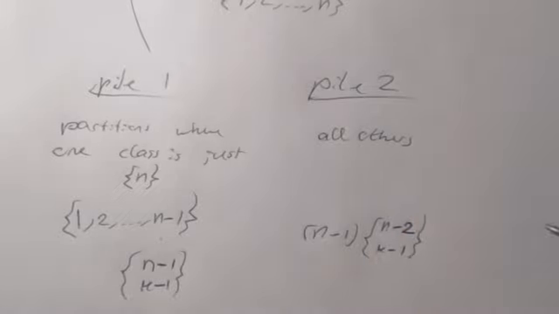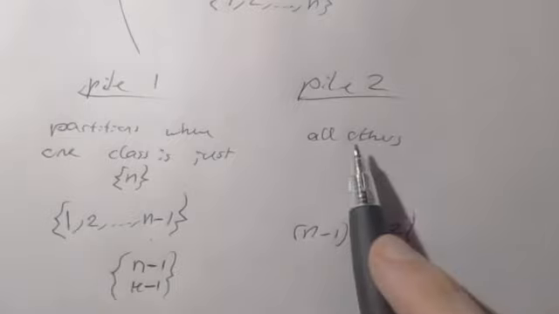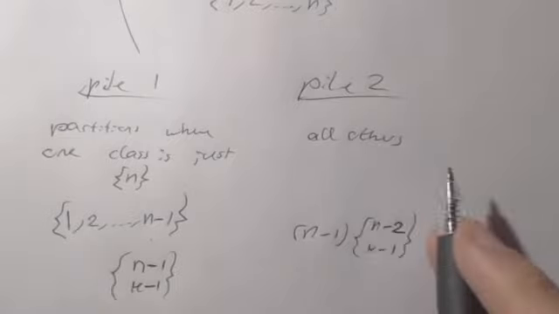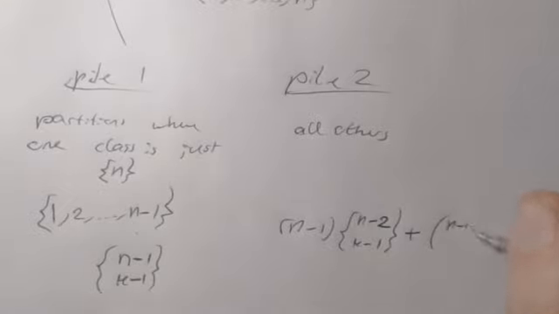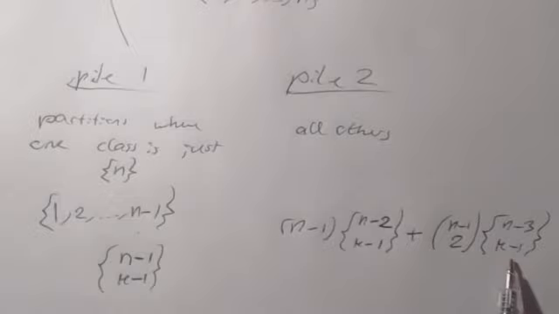If n was in a class of 3 elements, there would be n minus 1 choose 2 other elements to pair with n, and then you've got n minus 3 numbers left, k minus 1, because you'd have n minus 3 numbers left and you still need another k minus 1 partitions.